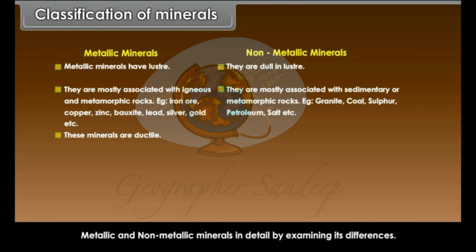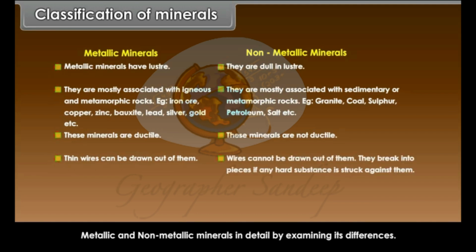Metallic minerals are ductile. Non-metallic minerals are not ductile. Thin wires can be drawn out of metallic minerals. Wires cannot be drawn out of non-metallic minerals. They break into pieces if any hard substance is struck against them.